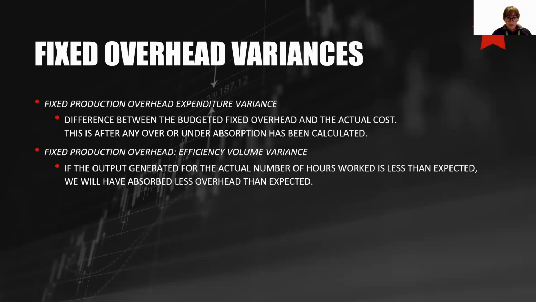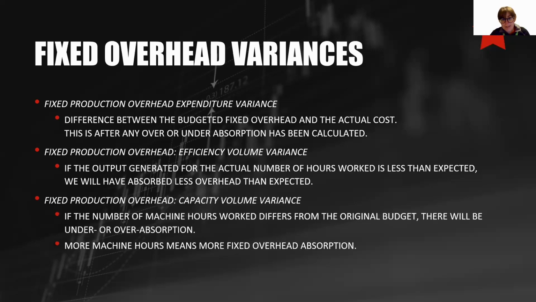Fixed overhead production efficiency variance then, if the output generated for the actual number of hours worked is less than expected, we are going to have absorbed less overhead than what we had expected. Our capacity volume variance then, let's consider if our number of machine hours worked differs from the original budget, there's going to be an under or over absorption. If there's more machine hours, that means more fixed overhead absorption. Thus, if there's less machine hours, there's going to be less fixed overhead absorption.